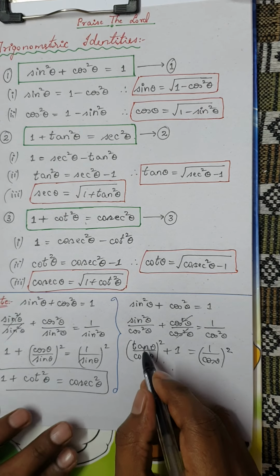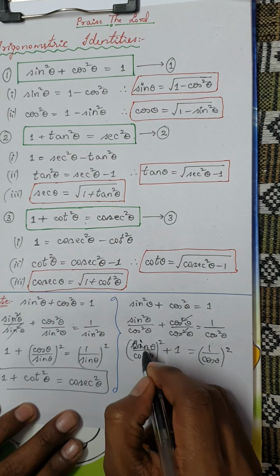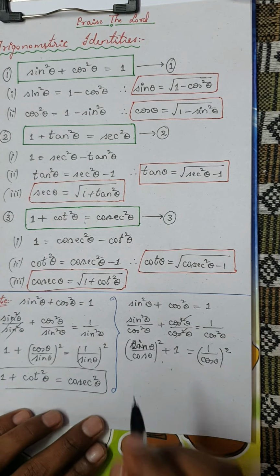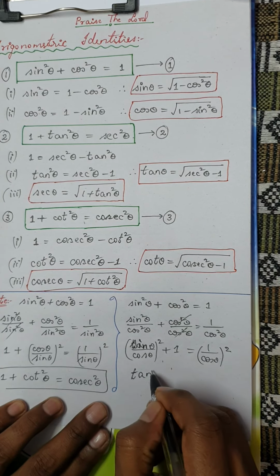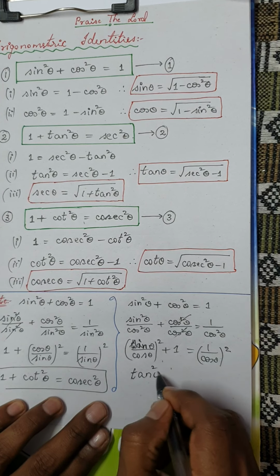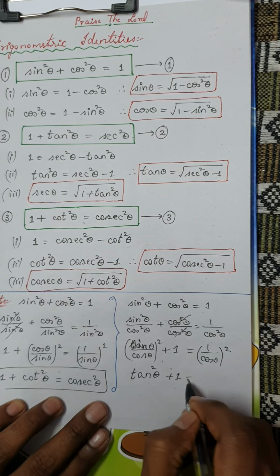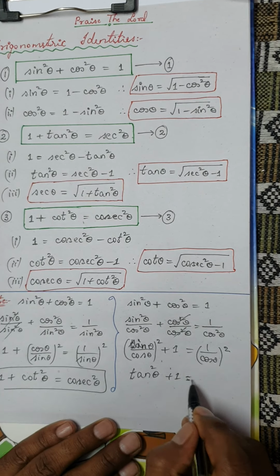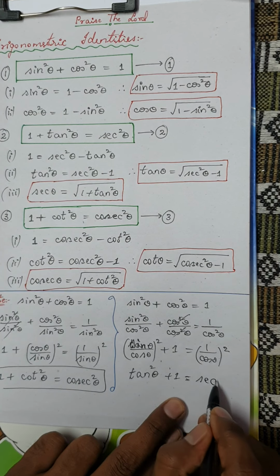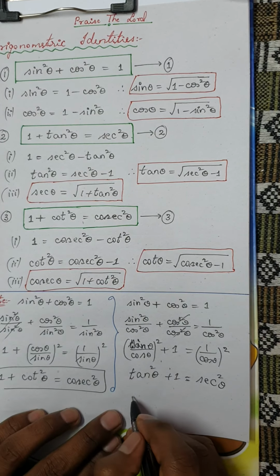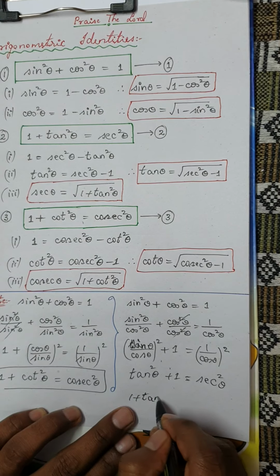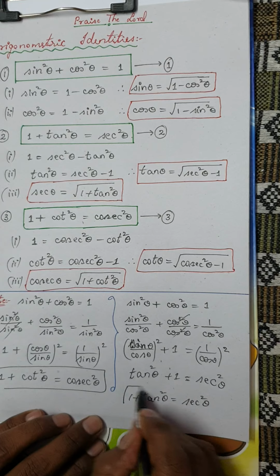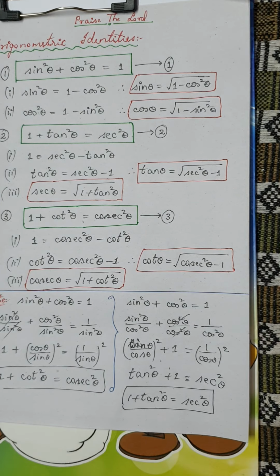So what will I get? Sorry, this is sine. I'm sorry. This is sine theta. Now, what is sine by cos? Sine by cos, we know it is tan. So you will get tan square theta plus 1 is nothing but reciprocal of cos. Reciprocal means what? Brotherhood. So who is the brother of cos? You know it is secant. So you will get secant square theta. Or you can write, just changing, 1 plus tan square theta is nothing but secant square theta. This is the second result.